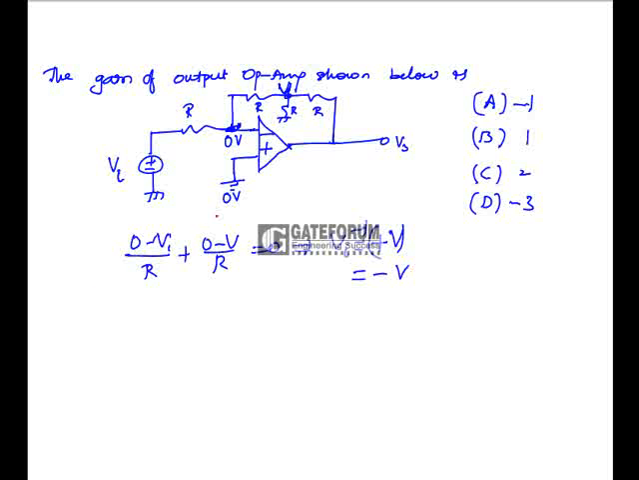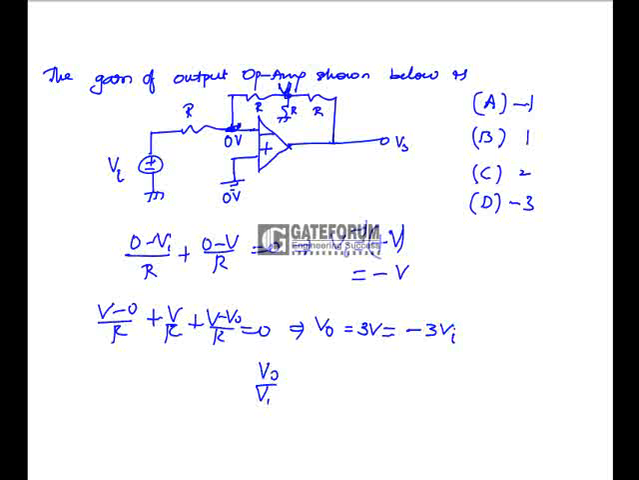Now what is the nodal equation at this node V? This is V minus 0 by R plus V by R plus V minus V naught by R is equal to 0. From this I can write V naught is equal to 3 times V. So what is V? V is equal to minus Vi, so this is minus 3 times Vi. So the gain V naught by Vi is equal to minus 3. So option D is the correct answer.